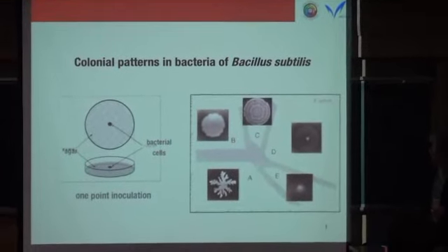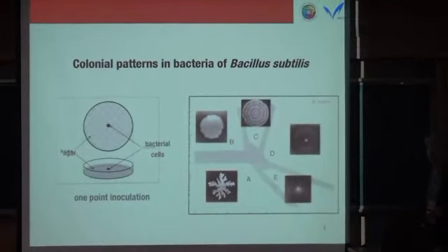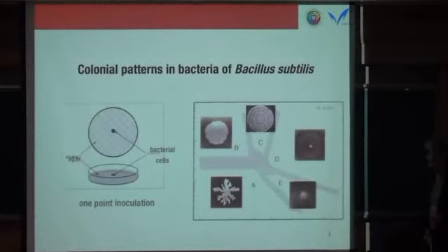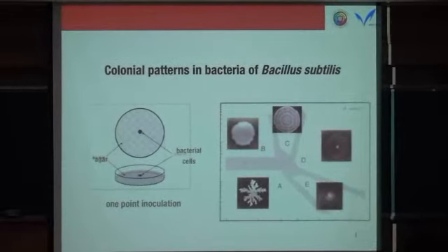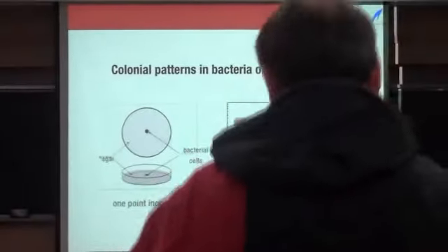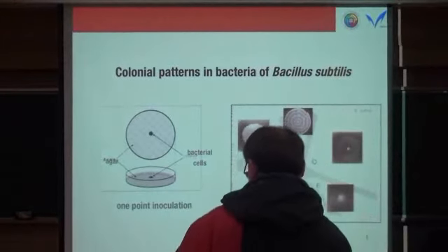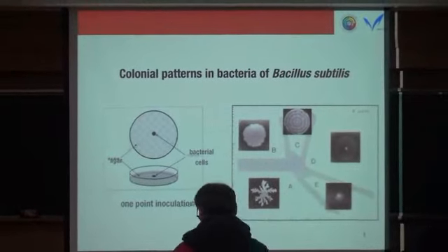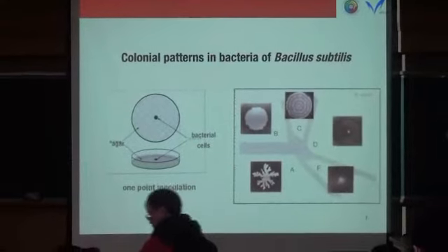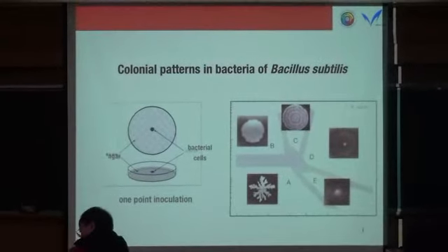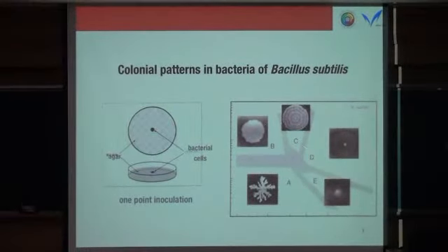of a colonial pattern which is observed in a kind of bacteria, Bacillus subtilis. And from the one point inoculation, I showed 5 different patterns depending on the environmental conditions. This is softness of agar. This is concentration of nutrient.